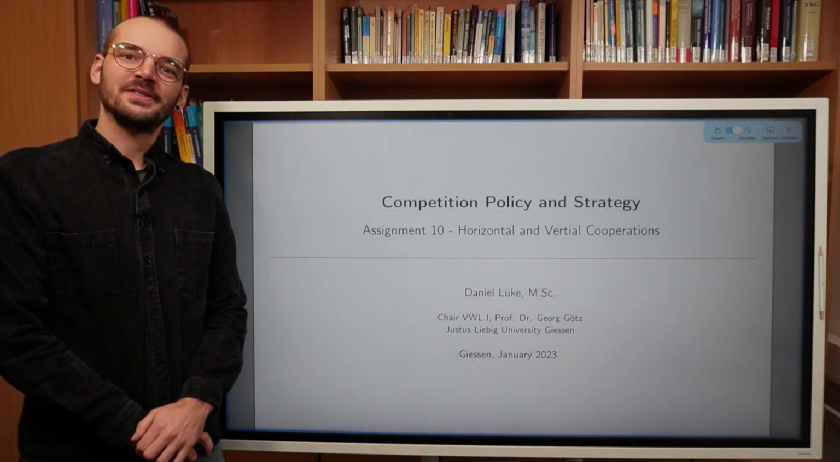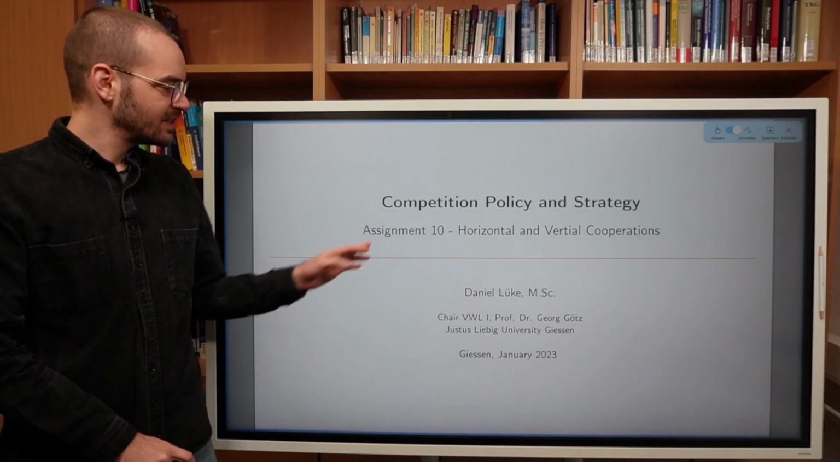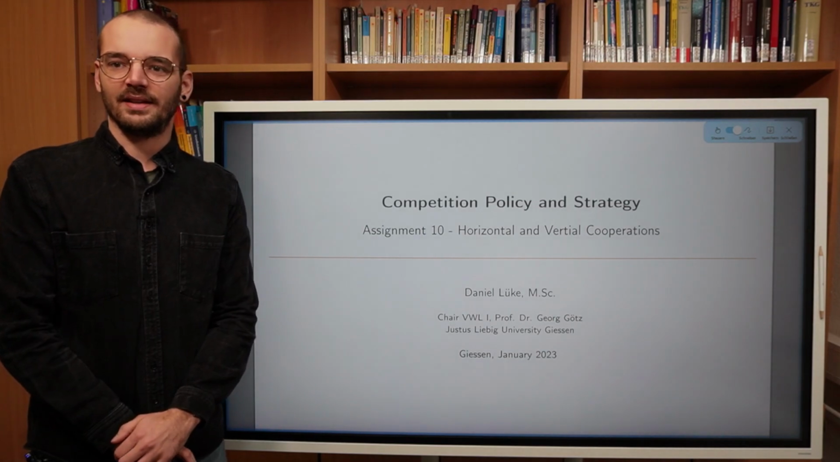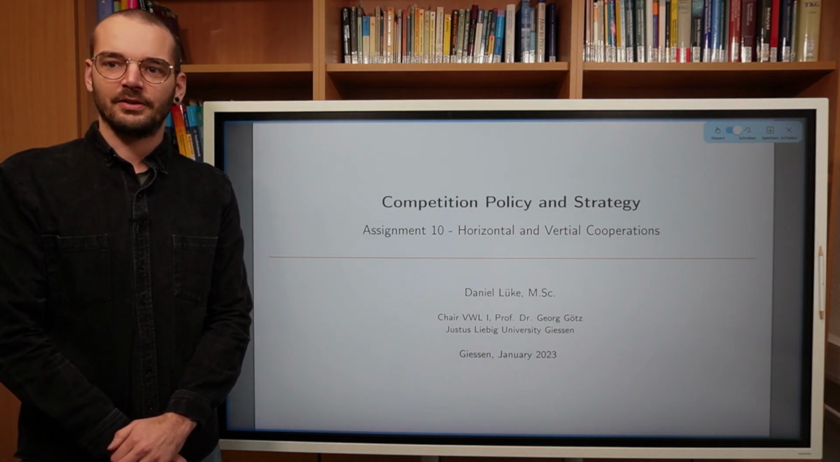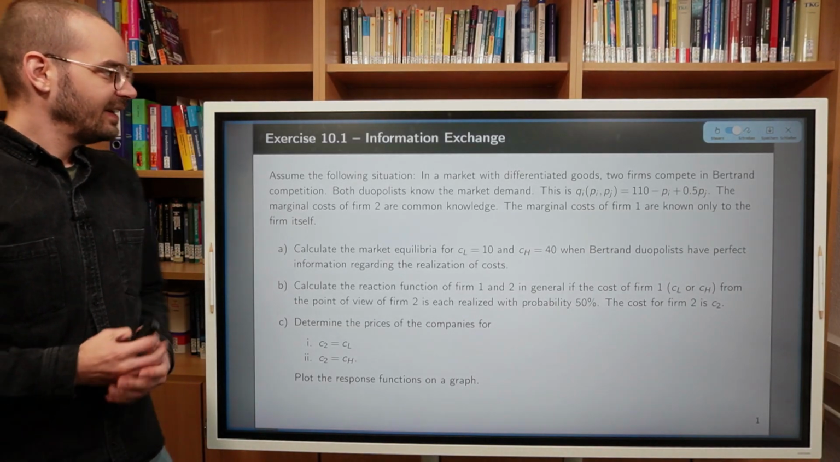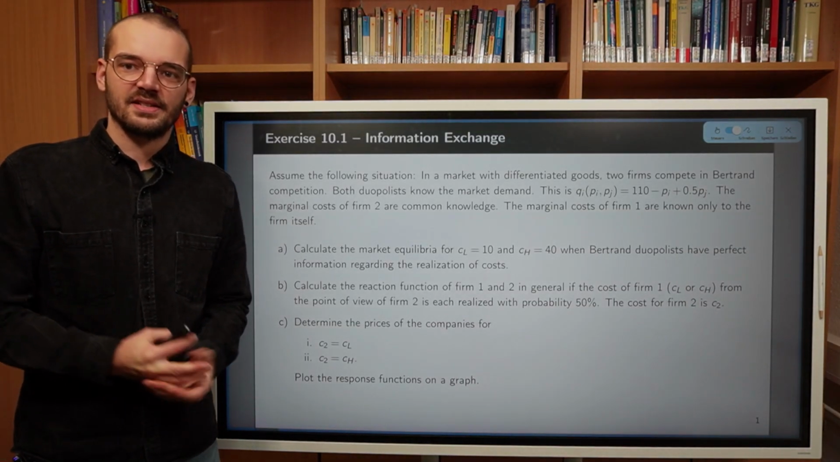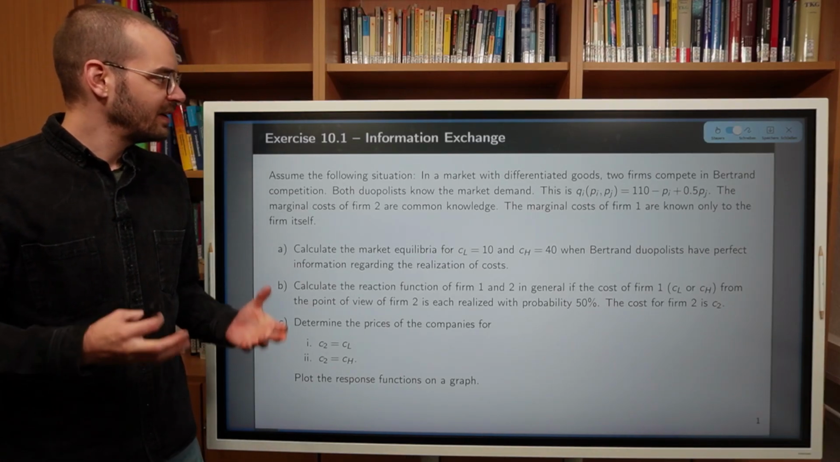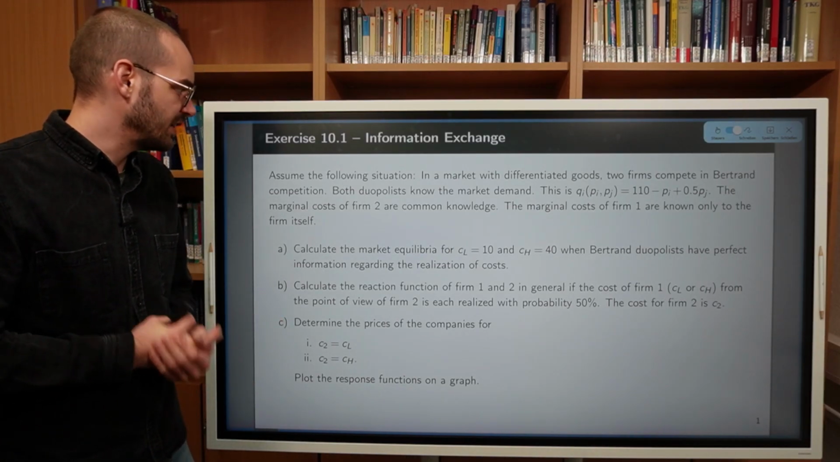This week we are going to talk about the solutions to assignment number 10 on horizontal as well as vertical cooperations. In the first exercise, 10.1, we are going to talk about the topic of information exchange.